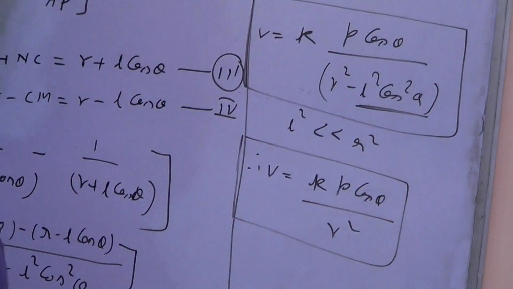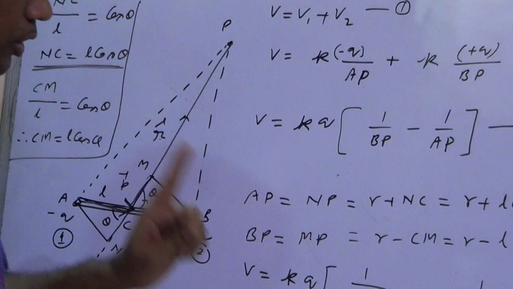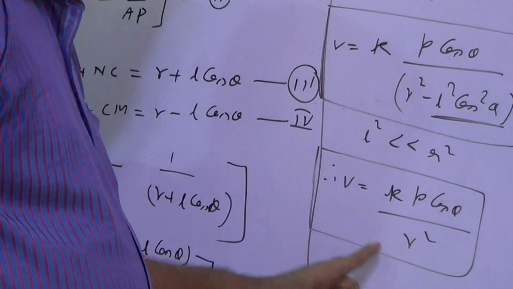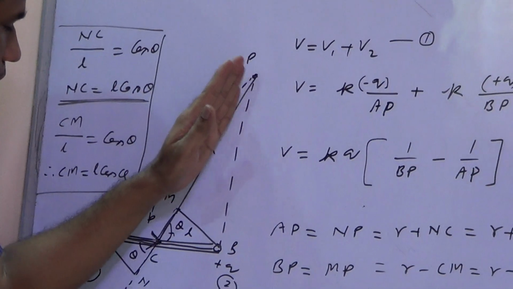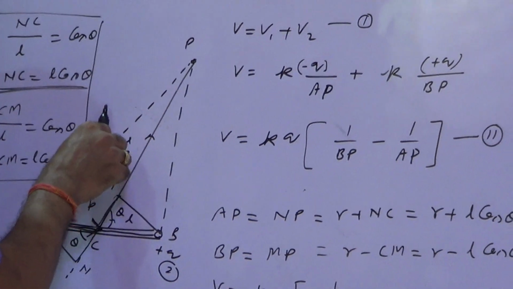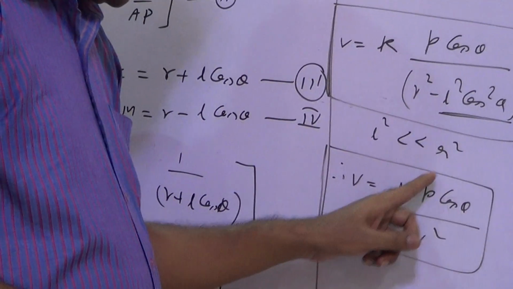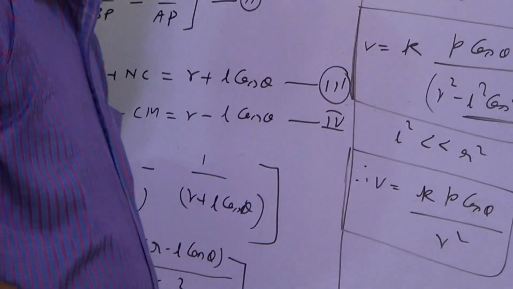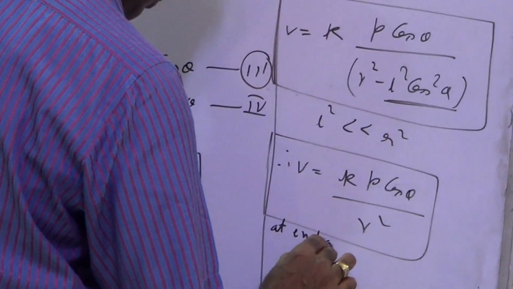If theta is 0, the point will be at the end-on position. Cos 0 has value 1, so the formula will be Kp by R square. This formula has also been derived. Now if you carry this point P to the broadside-on position, theta will be 90 degrees. In that case, putting the value, cos 90 will be 0, so potential will be 0.